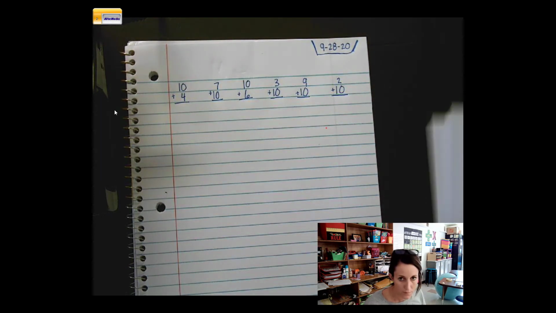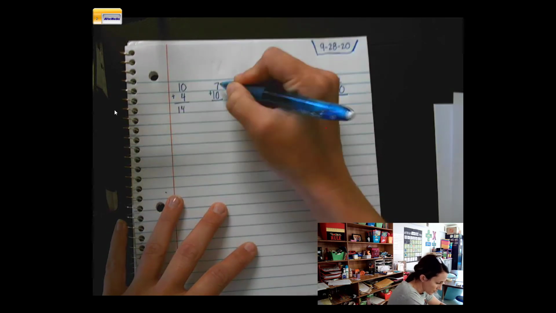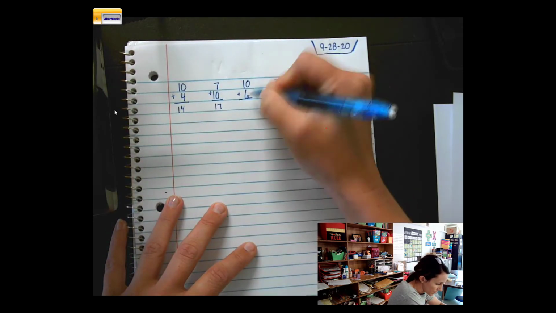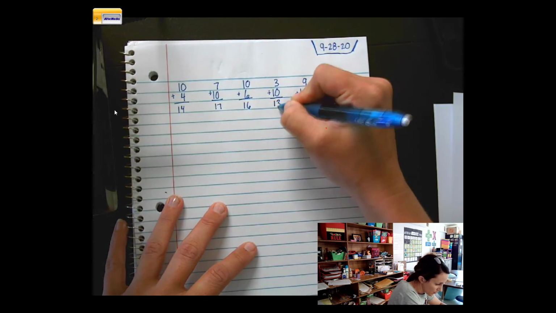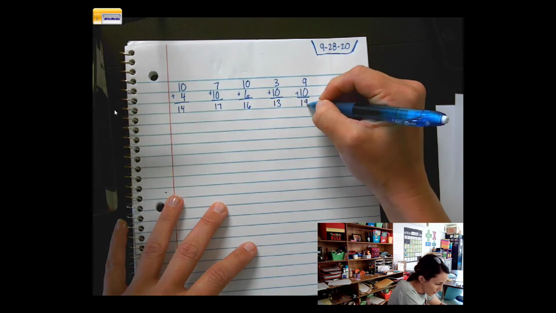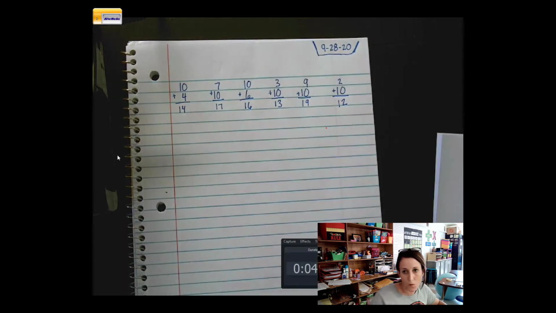Okay, did you solve them? Alright, let's go through the answers real quick. 10 plus 4 is 14. 10 plus 7 is 17, 10 plus 6 is 16, 3 plus 10 is 13, 9 plus 10 is 19, and 2 plus 10 is 12.